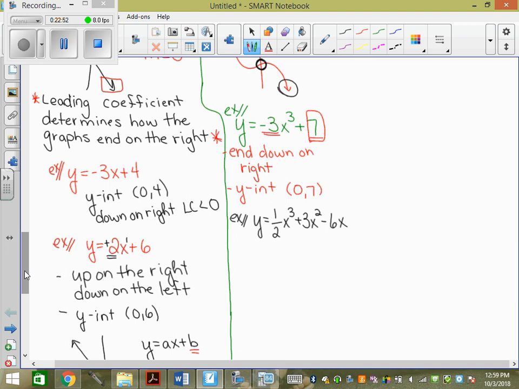I want you to answer this. For this example, the one in black I just wrote, do I end up or down on the right? And what's my y-intercept? Answer that. Up or down on the right? Up. When I put a fraction, people are like, oh goodness, what does a fraction do? Don't really care. I just care about the sign. I actually don't even care what the number is in order to tell me if it's up or down, right? It's a positive half, so it ends up on the right.